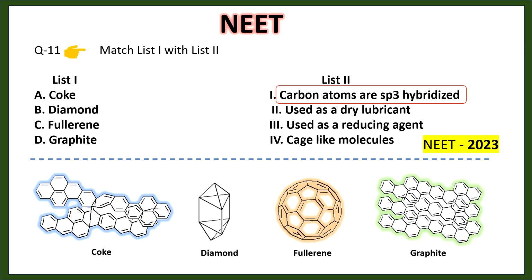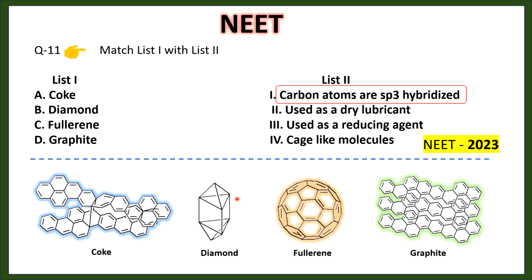Now another question, question number 11, match list 1 and list 2. Although this is a partly question, the carbon atoms which are sp3 hybridized among these allotropes of carbon: coke, diamond, fullerene, graphite. You can see here in coke, all these polyaromatic hydrocarbons are sheet attached, but they are interconnected via a single bond. In these cases, the carbon is sp3 hybridized, only in a few cases; the maximum are sp2.